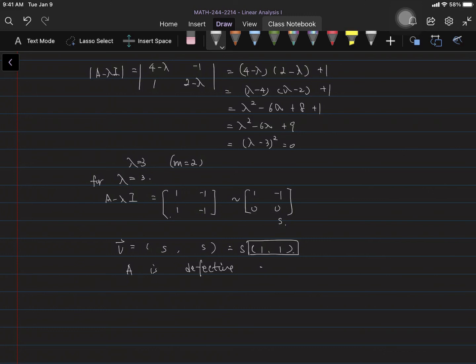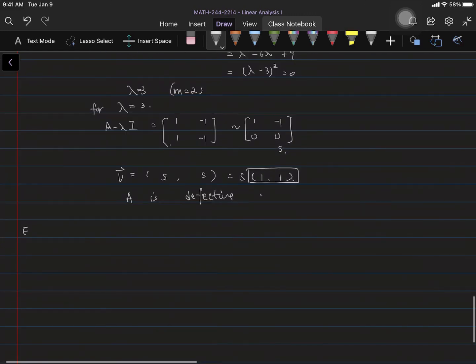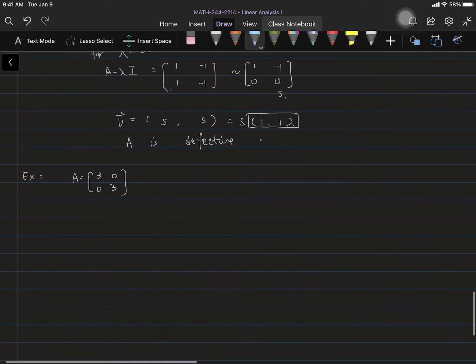Let's see. Can we try one exercise problem? Because I think it's a pretty good problem. Yes, it reviews a lot of things. By doing this one, we can review how to solve a linear system. Okay, you can determine whether this is defective or non-defective. I'm going to give you the solution.